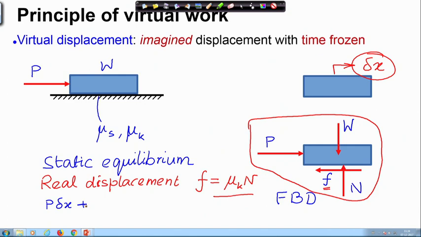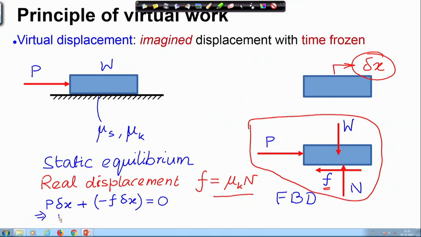work done by the friction force F due to a virtual displacement delta x, which must be F dot delta x. Now, if you take this dot product in the vector sense, you will get minus F times delta x, and this must be equal to 0. Why is this minus? Because F and delta x are in opposition. So, the work done is negative.